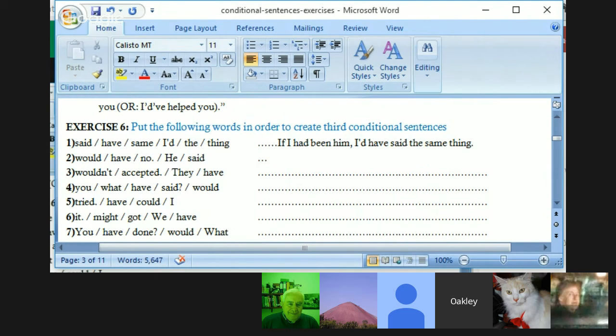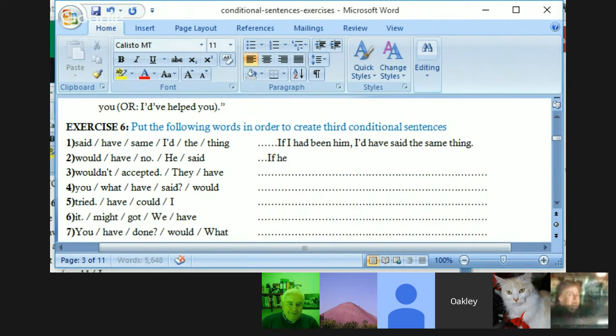Wait a moment. He said, okay, for example, if I would have said no. If I would have said... well, we need the if clause, that is the problem. If he would have said no. Now we can't use the would with the if.